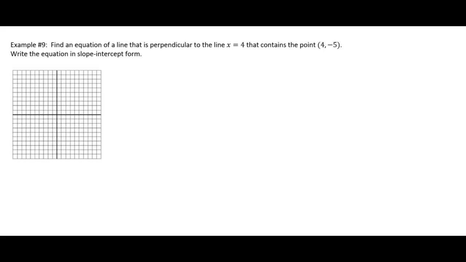Find an equation of a line that's perpendicular to the line x equals 4. Now, if you remember, when you have x equals a number, that's a vertical line. So I go to 4, 1, 2, 3, 4, and it's just going to be a vertical line going like this. It's supposed to be straight. Okay, so we want a line perpendicular to that vertical line, and it goes through the point 4, negative 5. Oops, I'm going to make that green. 4, negative 5, so 4, negative 1, 2, 3, 4, 5. It goes through this point right here, but it's going to be perpendicular, so that means it's going to be a horizontal line like this.